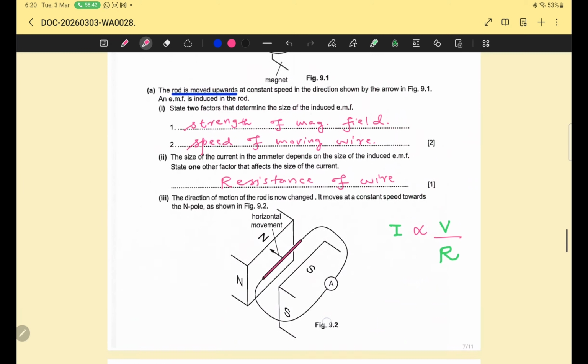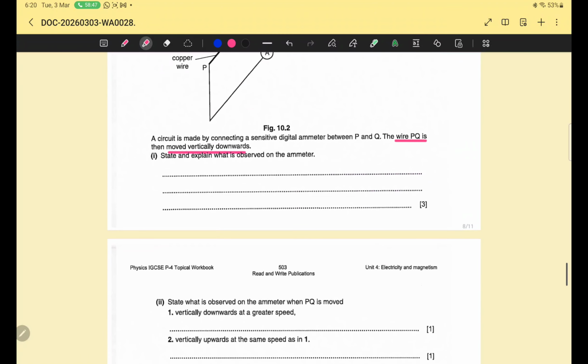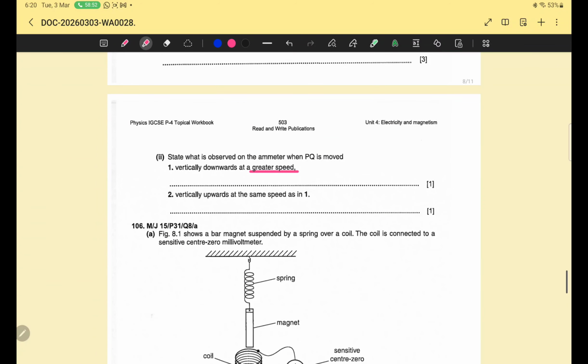This is the same topic as we have studied in the last question. When it is moved downward, then obviously it is cutting magnetic field lines. Greater speed, sir, greater current, greater deflection in the ammeter. Vertically upward, sir, initially downward. When it is moved upward, then deflection will be opposite. Opposite deflection when the wire is moved in the opposite direction. And greater speed, so greater deflection.